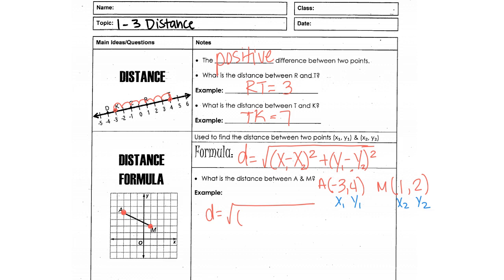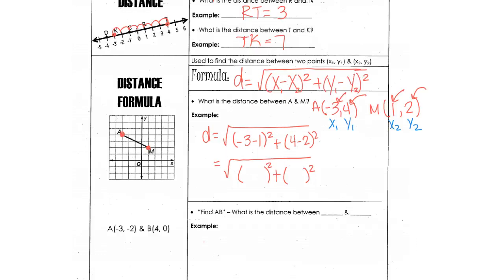So I'm going to start with this first one. It's x minus the other x. So I'm going to do -3 minus 1 squared plus, now it's my y minus my other y. So I'm going to do 4 minus 2 squared. Now when I simplify this, -3 minus 1, that is a -4. And 4 minus 2 is a +2. -4 in parentheses squared is a +16. And 2 squared is a +4.